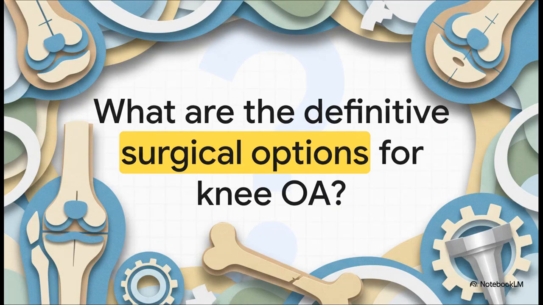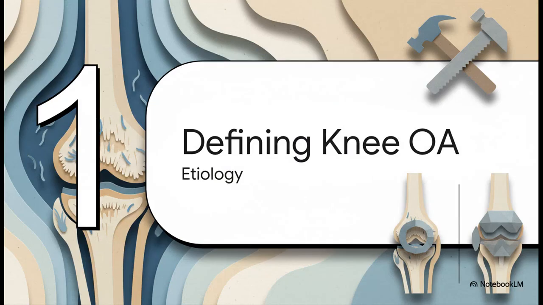The big question is, once you've gone past the NSAIDs and physical therapy, what are the real surgical options for debilitating knee osteoarthritis? That's what we're breaking down. We're going to cover the clinical picture and the surgical playbook you absolutely need to know for your rotations. Okay, but before we can even talk about surgery, we have to get on the same page about the disease itself. Let's define what's actually going on inside that joint.